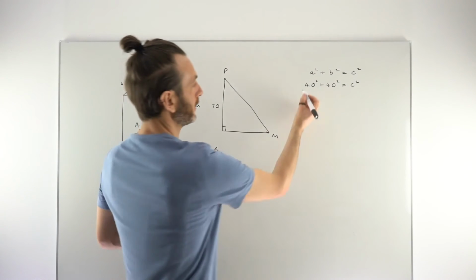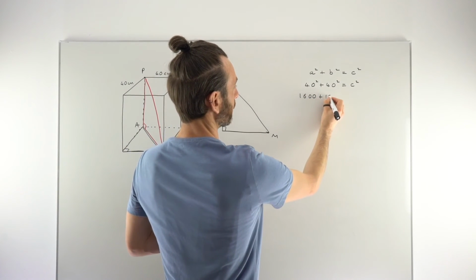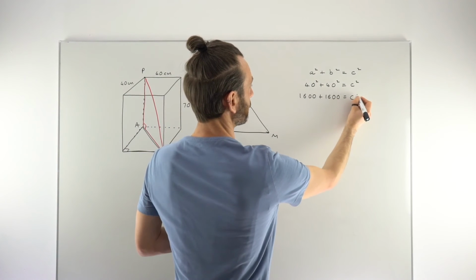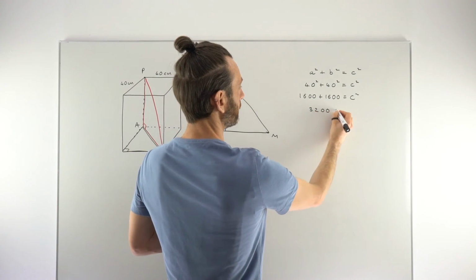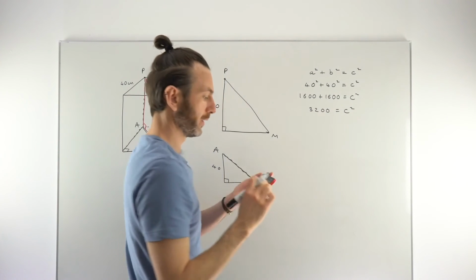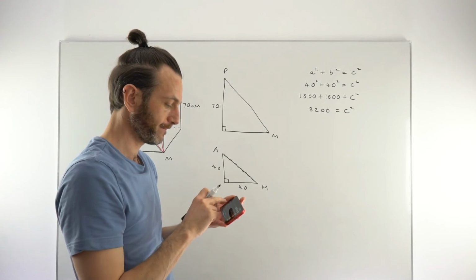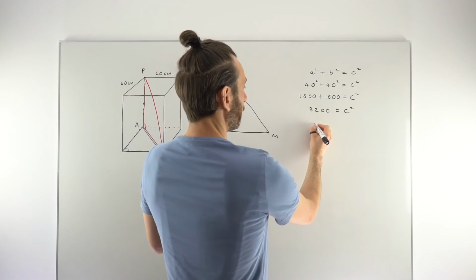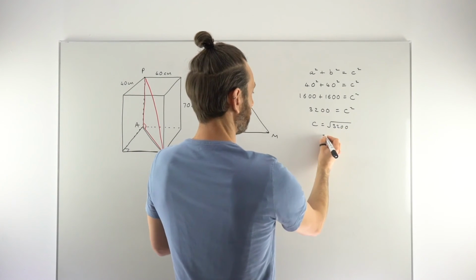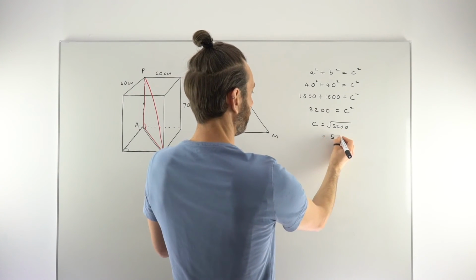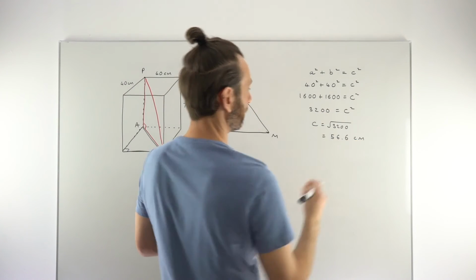So that one, these two are both going to be 1600. So we've got 1600 plus 1600 equals c squared. So that's going to be 3200 equals c squared. And then we're just going to go ahead and square root that and see what we get. Okay, so c then would be the square root of 3200, and that comes out, according to my calculator, to be 56.6 using one decimal place, and this is in centimetres.